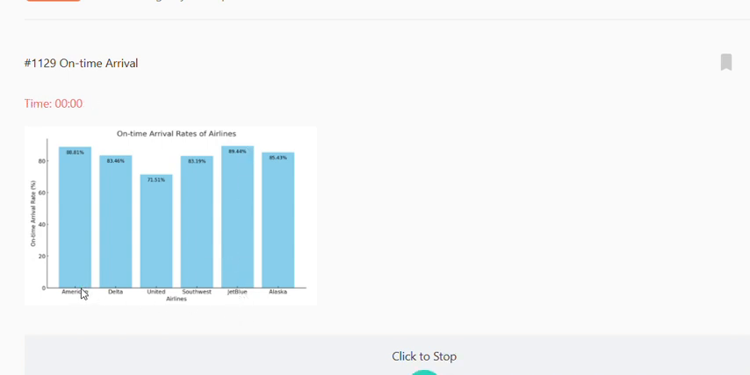The bar chart in front of me represents on-time arrival rates of different airlines like American, Delta, Southwest, JetBlue, and Alaska. From the image, I can see that JetBlue is having the highest on-time arrival rate, which is 89.44%. The second highest is for American, which is 88.81%. The lowest on-time arrival rates is for United, which is 71.51%. Overall, the image gives me a lot of information about on-time arrival rates of different airlines.